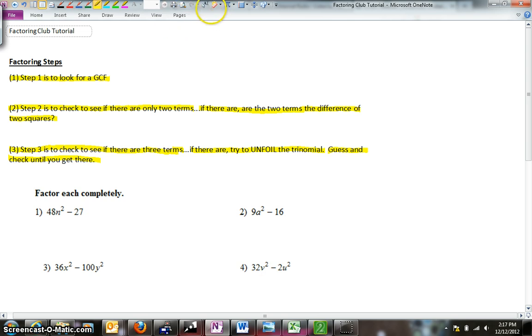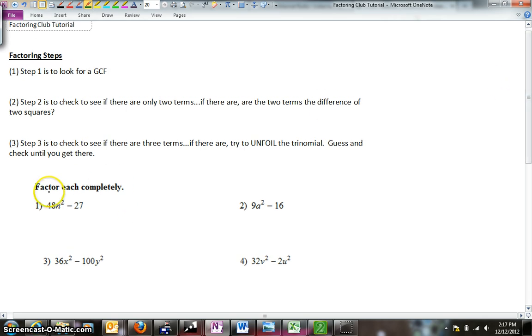So we're going to go through several examples here. In each one, we're going to go through each of the steps of factoring. So here we go. Factor completely. Number 1. So step 1.